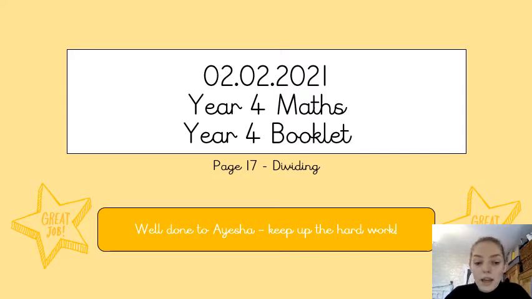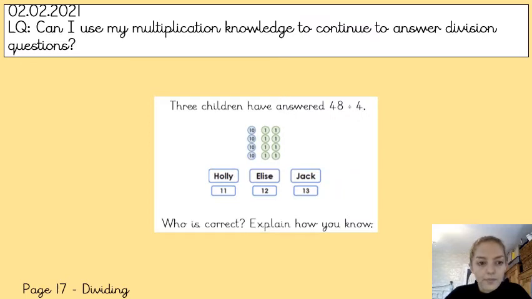Okay, so we're looking at page 17 today. So the learning question for today is the same as the past few days. We're still continuing to build upon our multiplication knowledge to answer division questions. To warm our brains up today, we're going to have a go at this question.